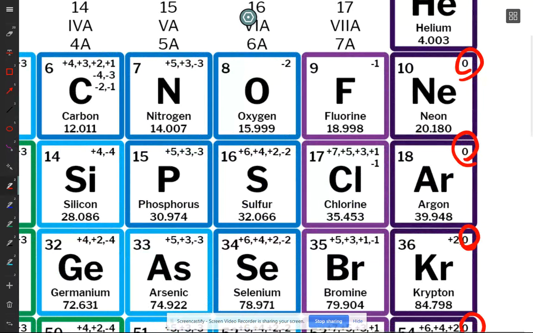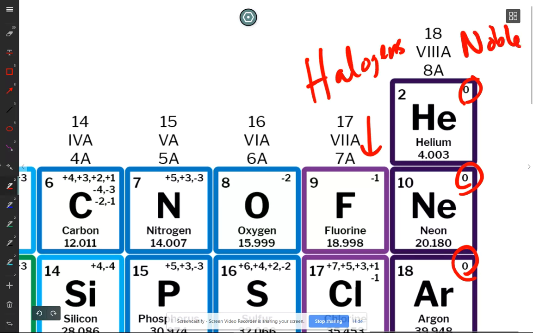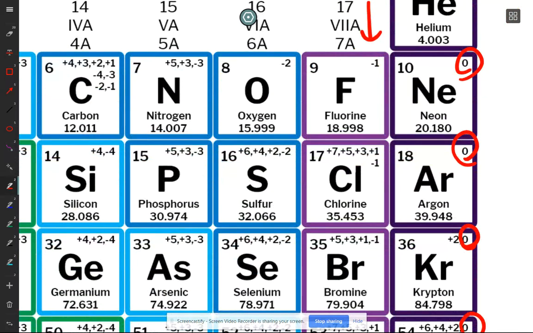And then we have this column here. It's called the halogens. These ones here were the noble gases. The halogens, you notice, they have a valence of -1. What this means is these things like to grab another electron. They like to have one extra electron.